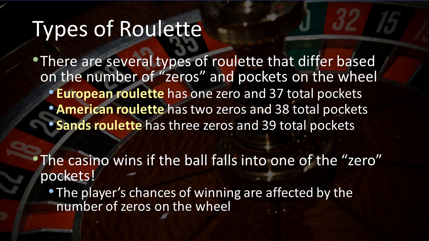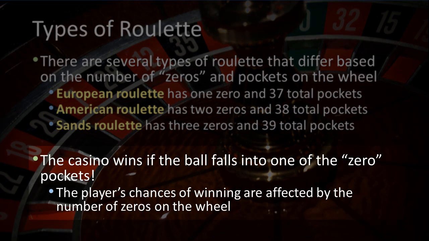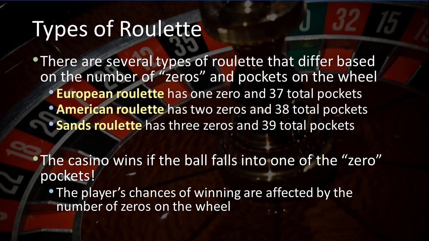Why does the number of zeros matter? Well, in most cases, the casino wins if the ball falls into one of the zero pockets on the wheel. Put differently, the number of zeros determines the casino's edge in the game. The player's chances of winning are hence affected by the number of zeros on the wheel.